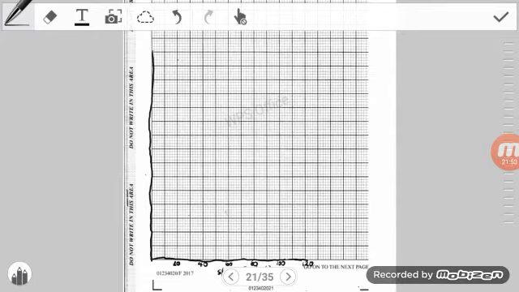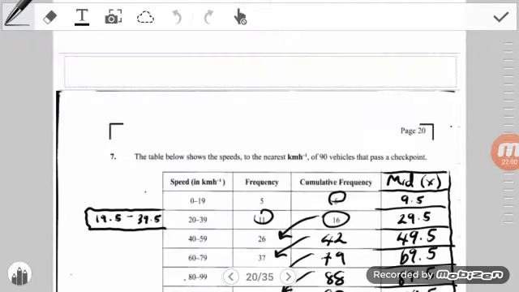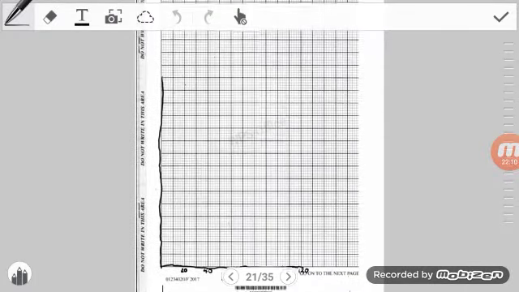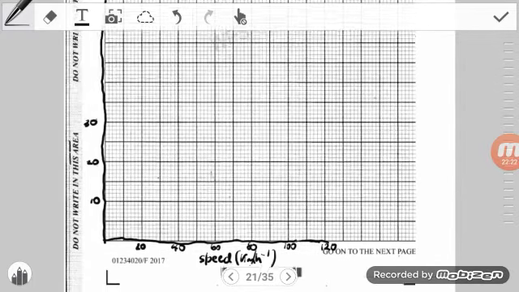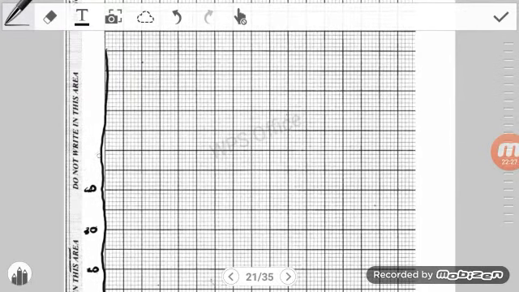Okay, here we go. So the scale that was required for the y-axis, let's go back here. It's going to be 2 to 10. So every 2 squares is 10. Another 2 squares, 20. Another 2 squares, 30. 40. I think we have to go as far as 90 because there were 90 vehicles.